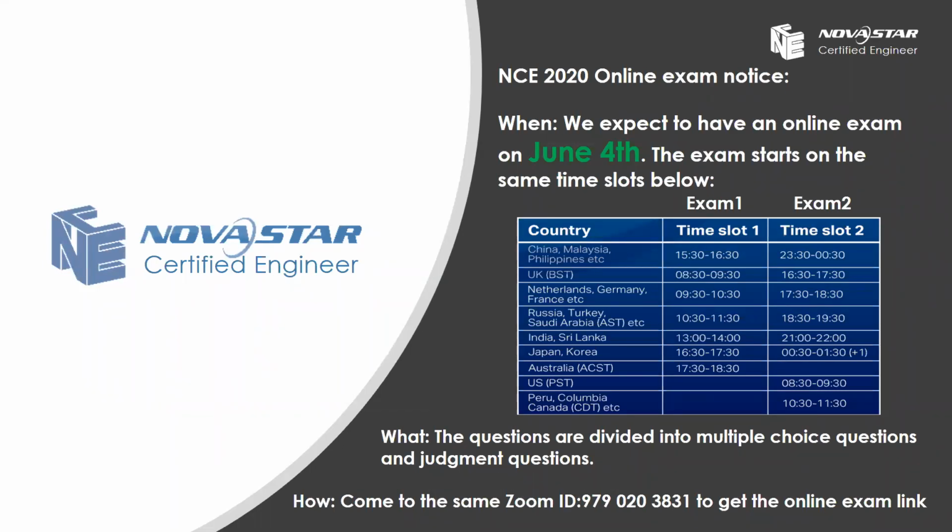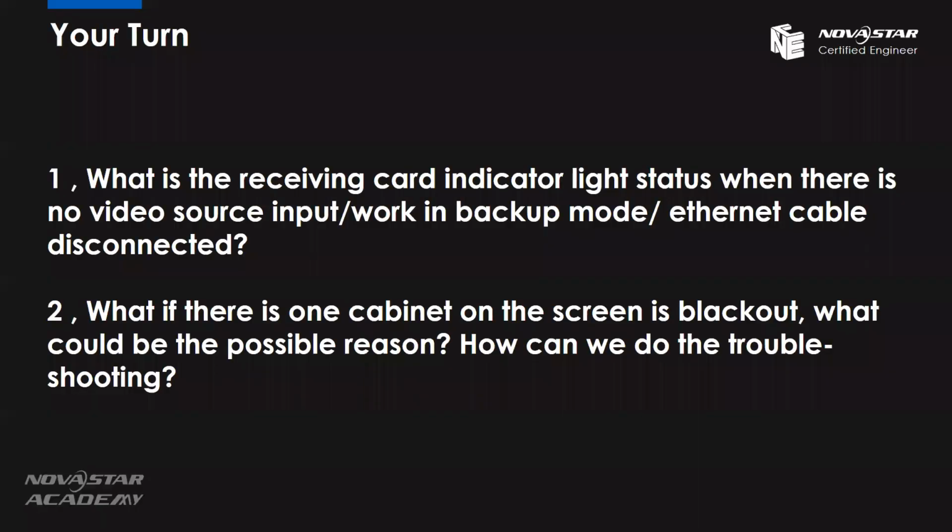If you still remember, in the last course Jenny left you two questions. So now it's your turn. I will pick two customers, one customer for each question. The first question is, what is the receiving card indicator light status when there is no video source input, when it's working in backup mode, and when the Ethernet cable is disconnected? And the second question is, what if one cabinet on the screen is blacked out? What could be the possible reasons, and how can we do the troubleshooting? Are there any volunteers?